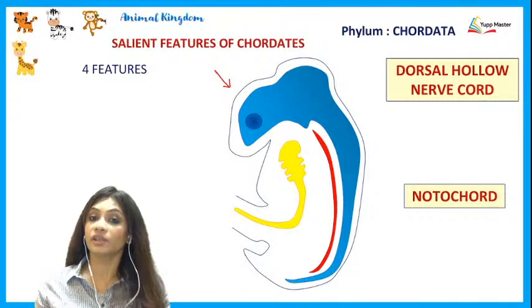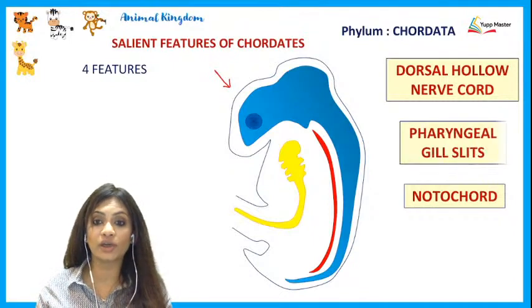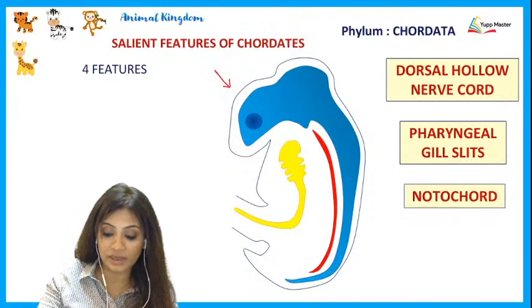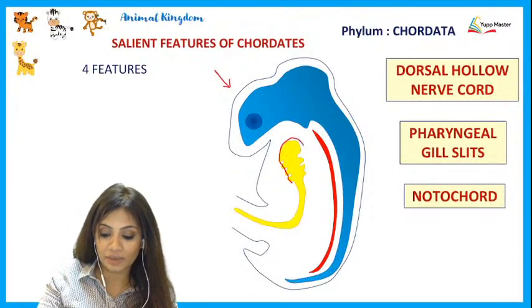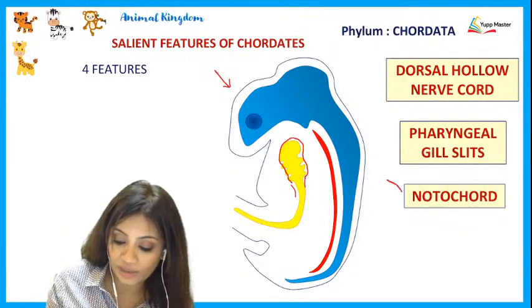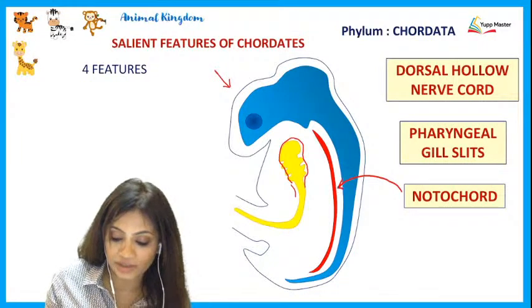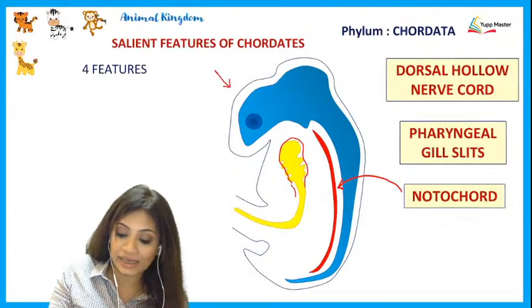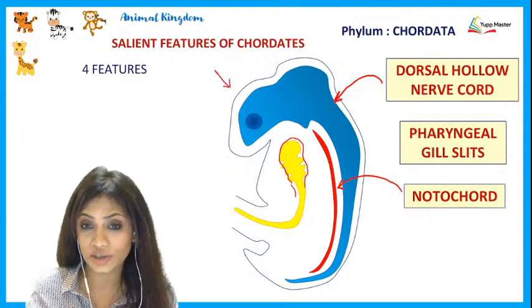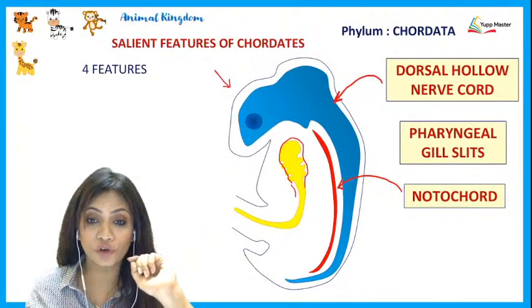All right. The third important salient feature of a chordate would be the pharyngeal gill slits. So these parts that you're seeing here are the pharyngeal gill slits. The first thing that we had seen, this here, is the notochord. Second, the dorsal hollow nerve cord, that's this right here. The whole blue region that you're seeing is the nerve cord.